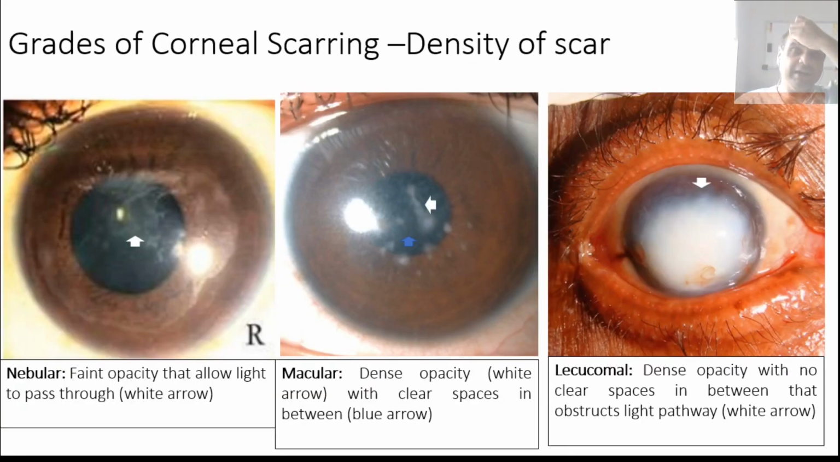So these are the various ways of grading scars. This was really popular once when the entire management of an ophthalmological issue was primarily with a torch, not with a slit lamp. So the grading of scars was nebular, macular, and leucomal. A nebular scar is a faint scar, and you can see through this opacity. A macular scar is a scar that is dense, you can't see through it, but it's not one homogeneous scar, there are clear spaces in between. And a leucomal scar, leukoma from white like leukocytes, is a dense scar which has no clear spaces between it and you can't look through it.